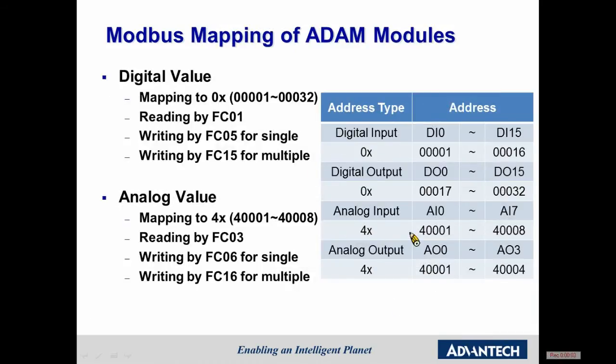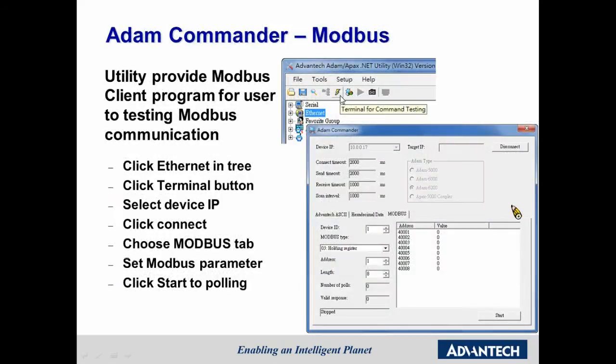This here is the ADAM-6200 default Modbus mapping table. For all the inputs and outputs, you use the 0x registers here. And for all the analogs, you use the 4x registers. With the utility, you can also choose the ADAM commander. You click here and select the device you want. Click connect, and then you can set parameters, or you can poll the device however you want to.